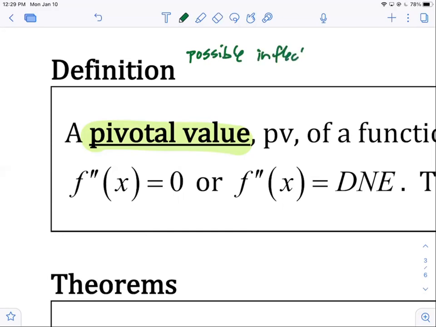In the past, I just called them possible inflection values. Yeah. Do you have the old notes? Did you download them from the internet? Yeah, I changed them. The ones that are in Canvas are the new ones. Possible inflection value. I used to call them PIVs for short.